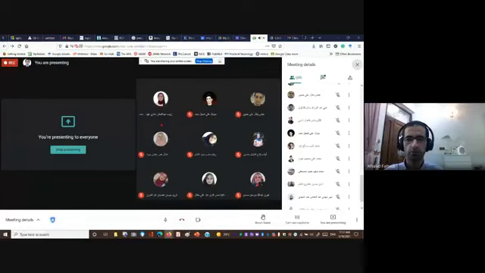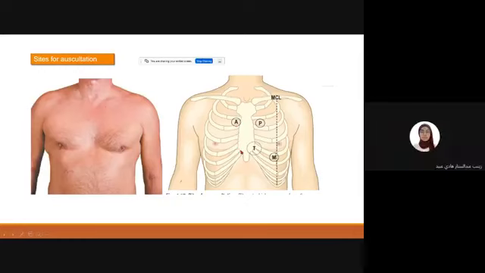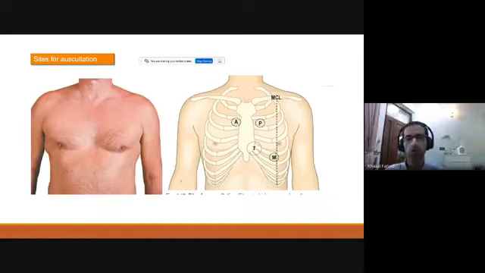And lastly, the A stands for the aortic area, and it is usually located anatomically on the surface of the chest wall in the second intercostal space on the right side. So this is very important to you in your stage, to be able to know the auscultatory areas.